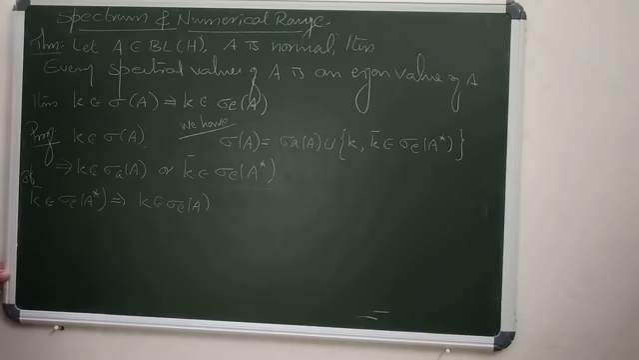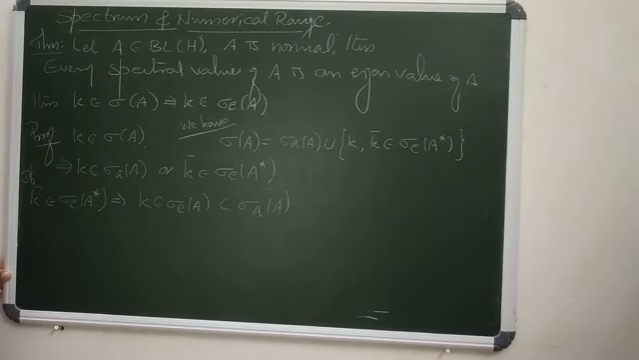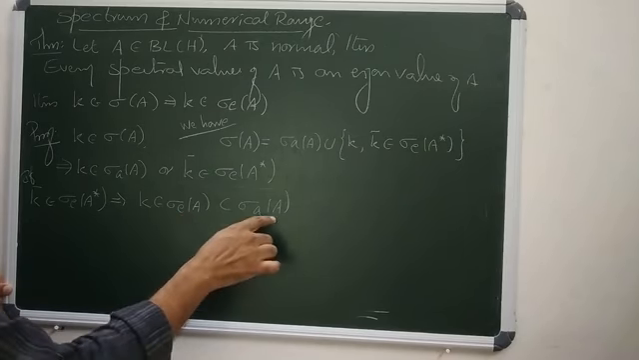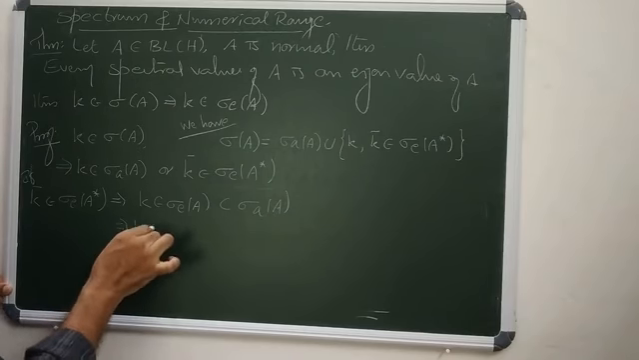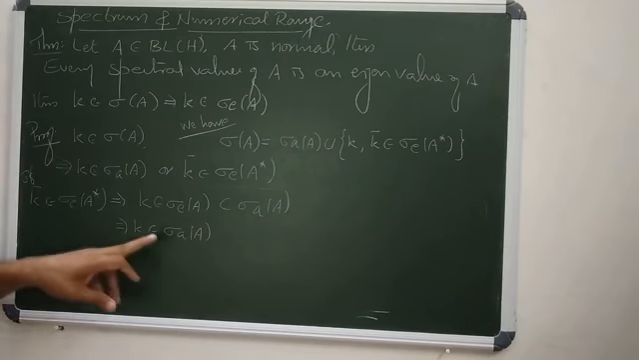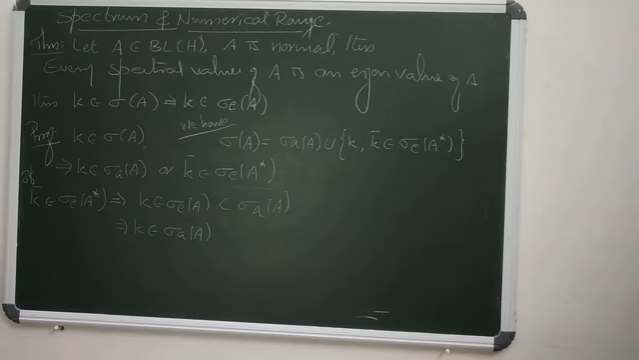But we know that sigma E of A is always a part of sigma A of A. So clearly k following sigma E of A implies k following sigma A of A. Agreed. So when k following sigma A, then k following sigma A of A, and thus every spectral value of A is an eigenvalue of A itself.